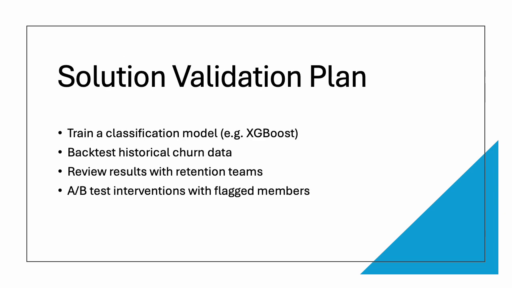Here's how I would validate this solution. I would start with a classification model like XGBoost or logistic regression. I would backtest using past churn data to check predictive accuracy. Also, I would involve retention teams to review if the model flags members they already suspect are at risk. And finally, A/B test interventions, comparing retention outcomes between flagged members who receive outreach versus those who don't.